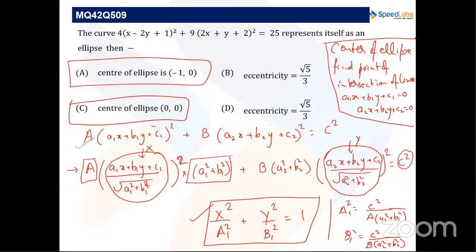So here a1 is 1, b1 is 2. So we will divide and multiply by under the root 5 here, and we will have 5 outside. So 5, 5 and 5 will get cancelled out. So we will be having x square upon 5 by 4 plus y square upon 5 by 9 equals to 1. So this will be a reduced equation of ellipse.